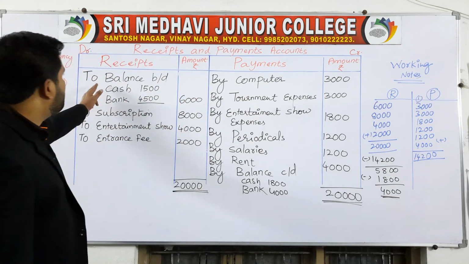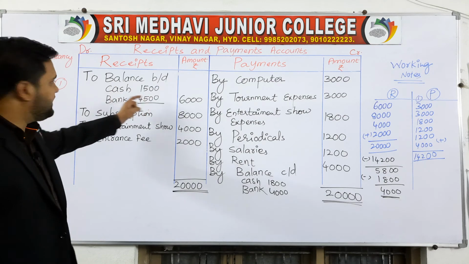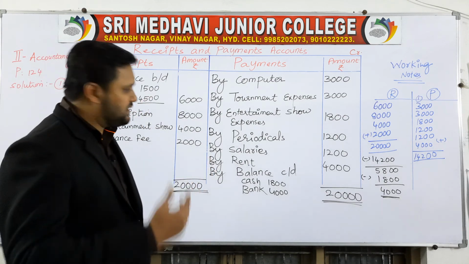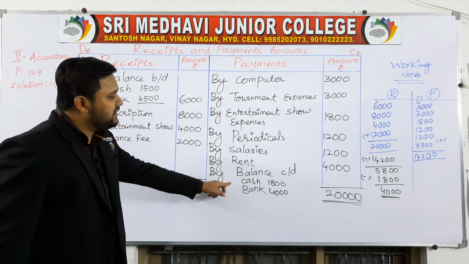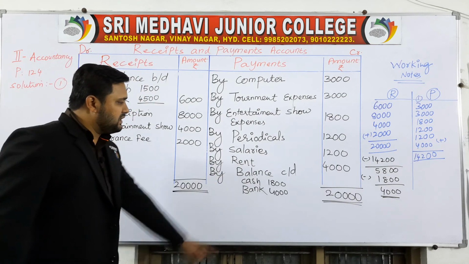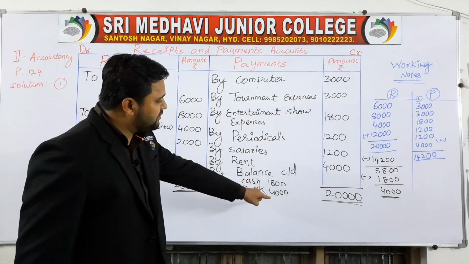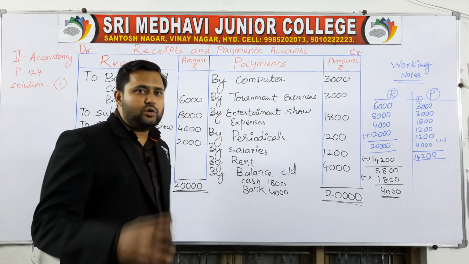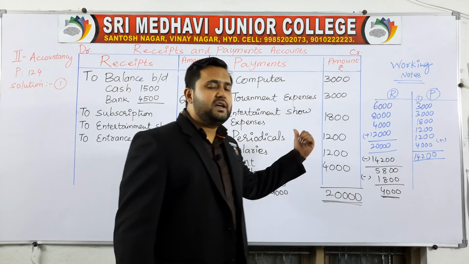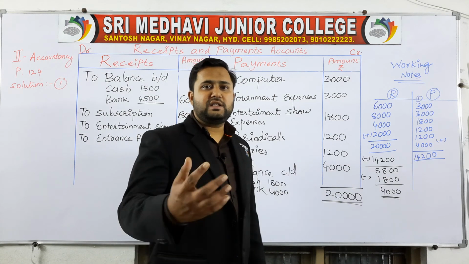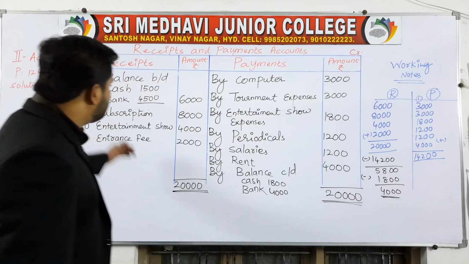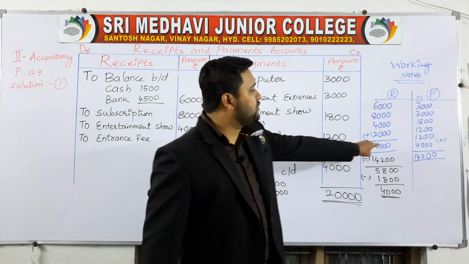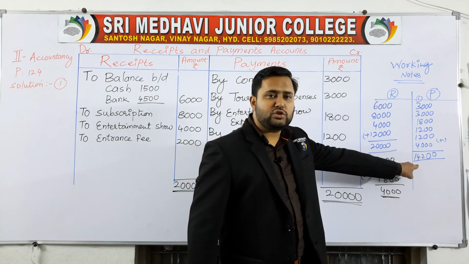Like that, to balance brought down, cash 1,500 and bank 4,500 is given. This is the opening balance of cash. At the end of the day, the closing balance of the cash, 1,800, is given in the question. We have to find the closing balance of bank, which is 4,000 rupees. All the payments we have made are mentioned here. All the receipts we have collected we mention here. So the total of receipts is 20,000. The total payments we have made is 14,200.